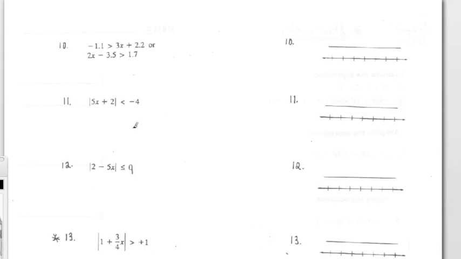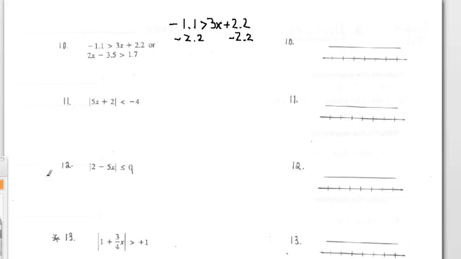Okay, next page. Now we're getting good. So we have these two conditions. Negative 1.1 is greater than 3x plus 2.2. Let's write it over here. Negative 1.1 is greater than 3x plus 2.2. Subtracting 2.2 from both sides won't do anything to our inequality.